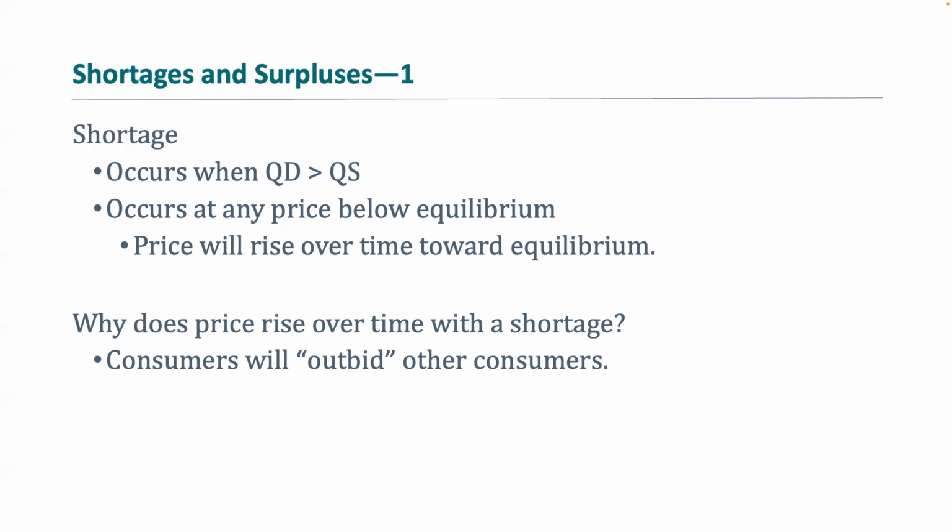As that price is rising toward equilibrium, the quantity demanded will fall because of the law of demand. Price is going up, demand goes down. That quantity supplied will rise because of the law of supply. So as price goes up, supply goes up as well. And this will continue to happen until we make it back to that equilibrium point.